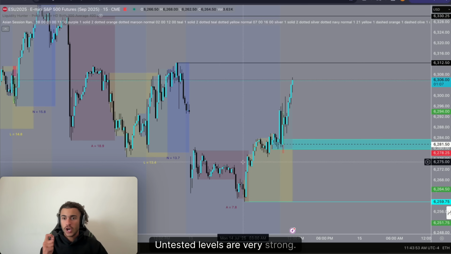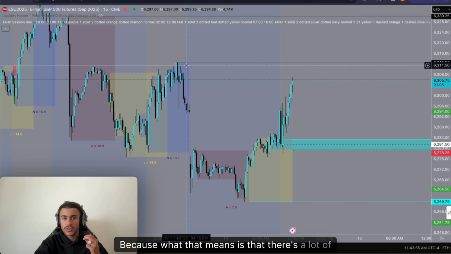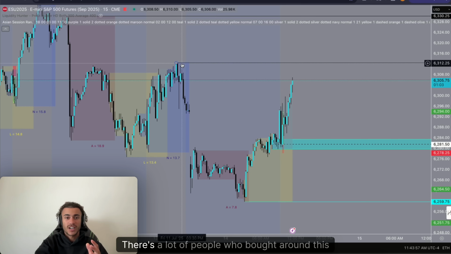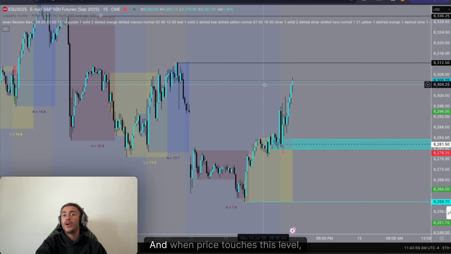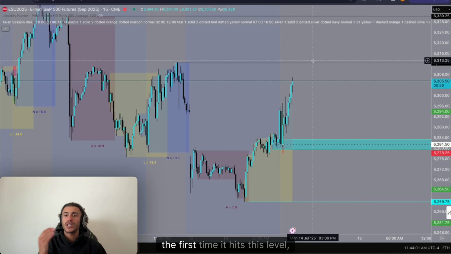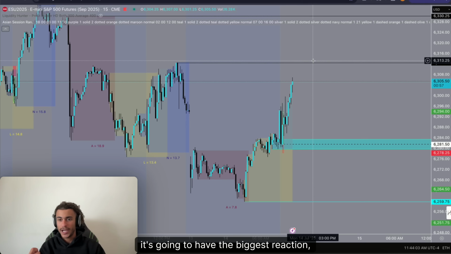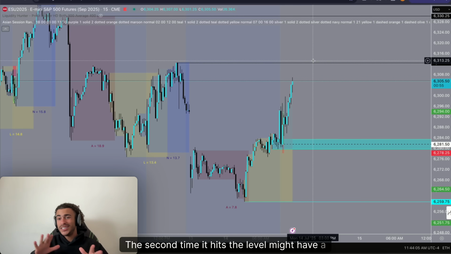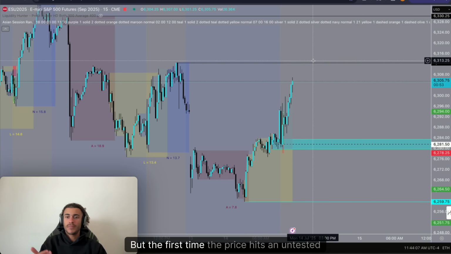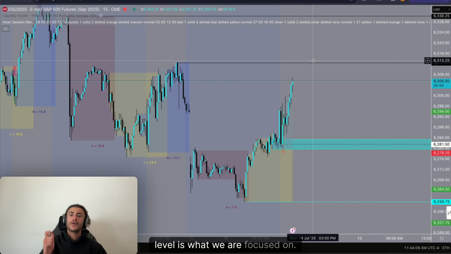Untested levels are very strong because what that means is that there's a lot of shorts sitting around this level. There's a lot of people who bought around this level, and when price touches this level, the first time it hits this level, it's going to have the biggest reaction, right? The second time it hits the level might have a decent sized reaction, but the first time the price hits an untested level is what we are focused on.